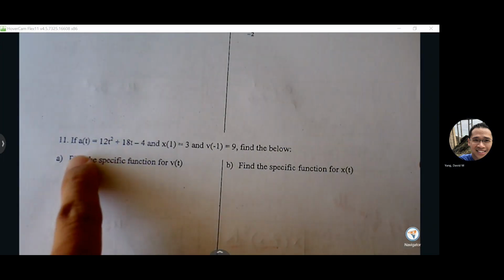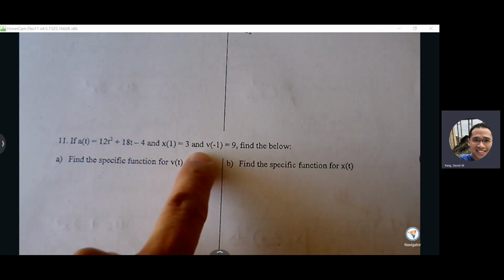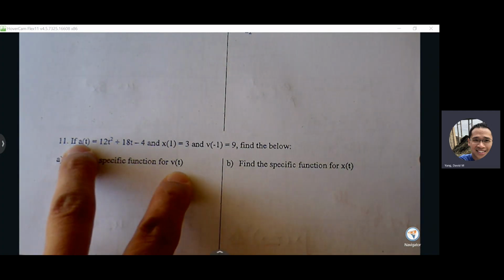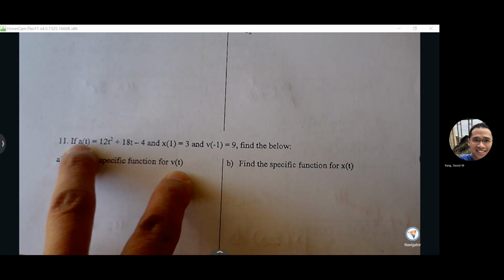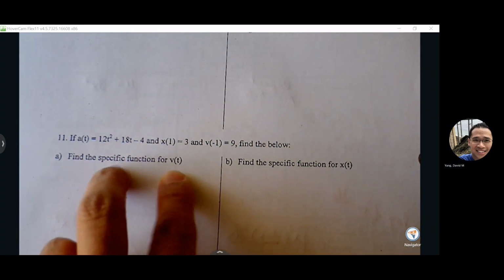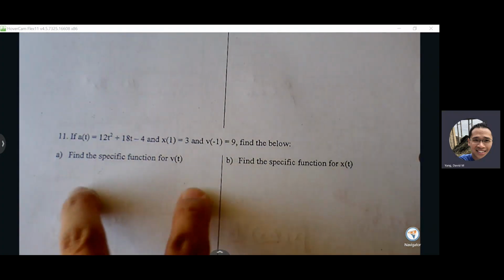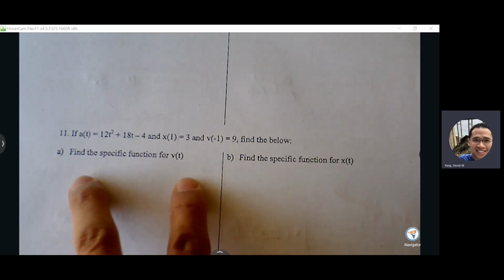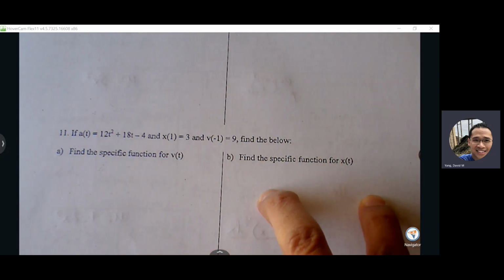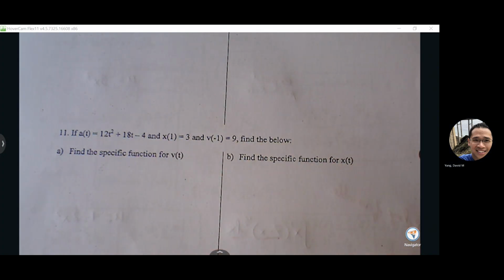Number 11. It says, starting with acceleration and the position and velocity ordered pairs given, find a specific function v of t. So how do I get from acceleration up to velocity? Take the antiderivative, go through power rule, a plus c will show up, and then I can use the ordered pair to help me solve for c. And once I'm at the velocity function, how can I make my way up to the position function? Take another antiderivative, another set of power rule, another plus c will show up, and then use the ordered pair here to help you solve for that c value.